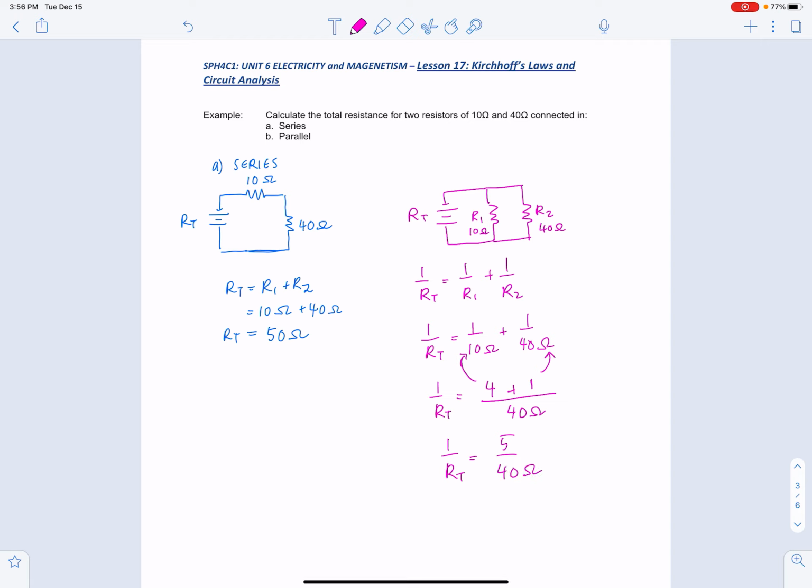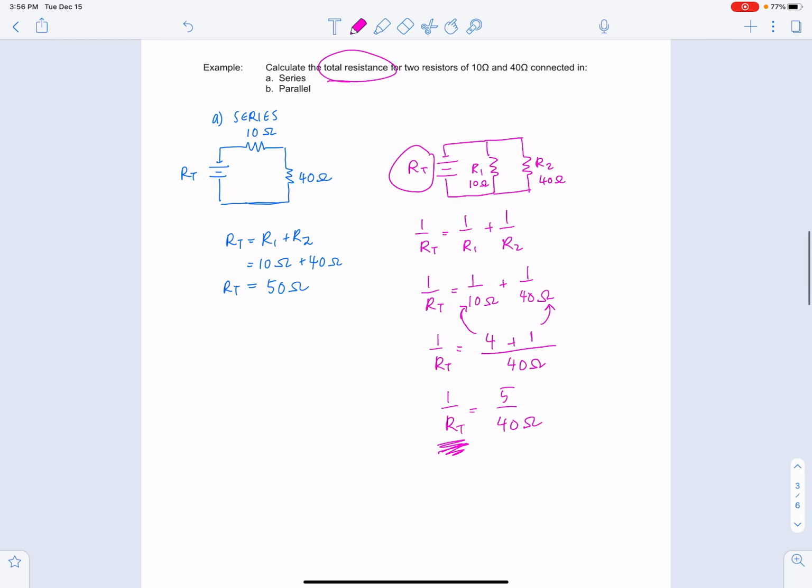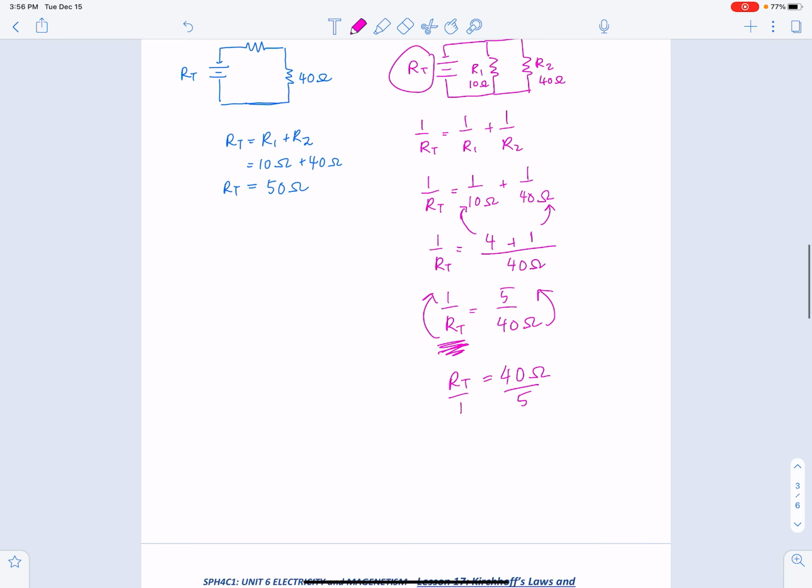Now, the whole point of this was to calculate the total resistance, calculate RT. But what we found is 1 over RT. So we need to find RT, not the inverse of RT, or 1 over RT. So what we need to do is flip both sides here. So we have RT over 1 is equal to 40 ohms over 5. 40 divided by 5 is 8 ohms. So the total resistance is 8 ohms.